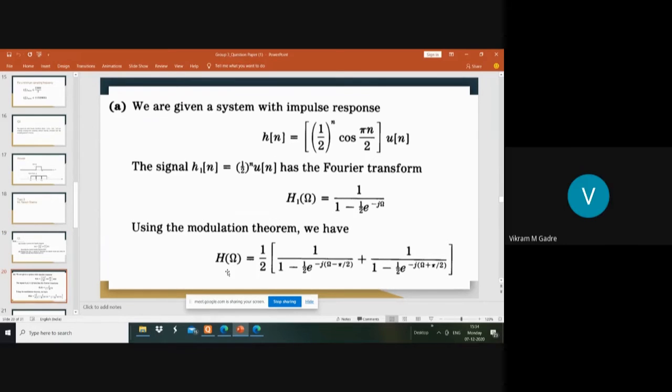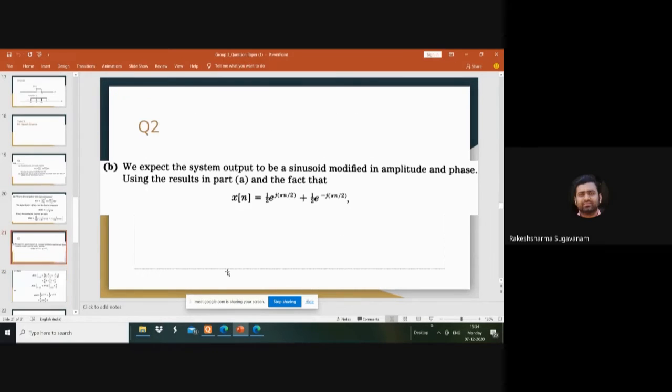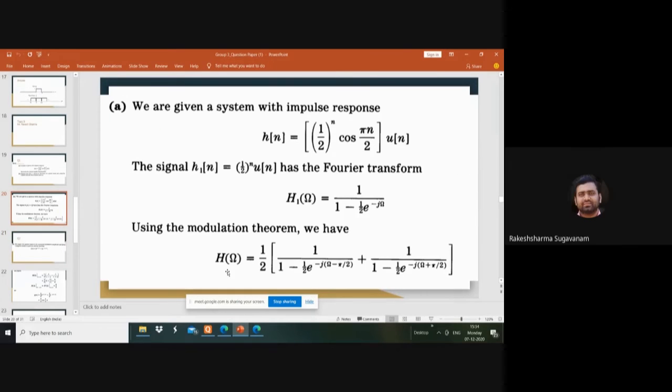Yeah, so I think it can be solved. I think that's fine. Very good. Here we have calculated using the modulation property. So we have h1 of omega equal to 1 by 1 minus 1 by 2 e power minus j omega, for the given 1 by 2 power n u of n. This is the formula from the table. So h of omega, using the modulation property, we can write like this: 1 by 1 minus 1 by 2 e power minus j omega minus pi by 2, plus and vice versa.